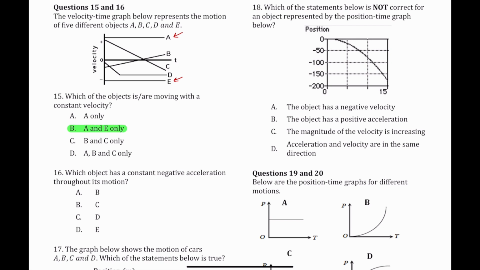16. Which object has a constant negative acceleration throughout its motion? Negative acceleration is C.